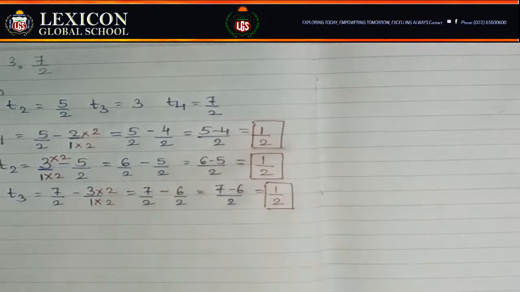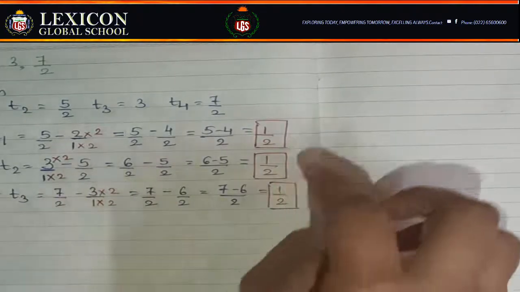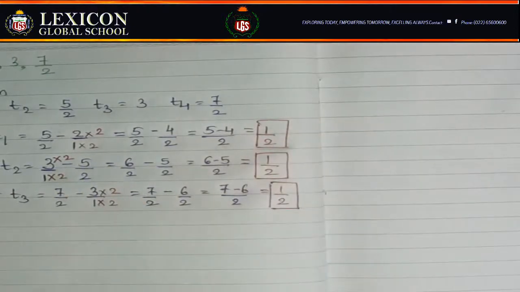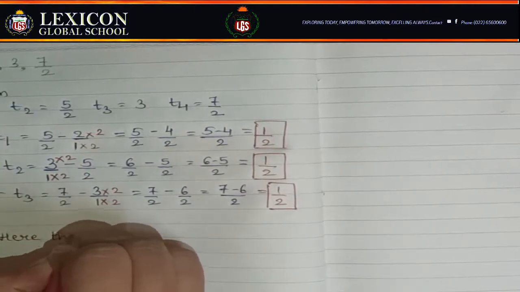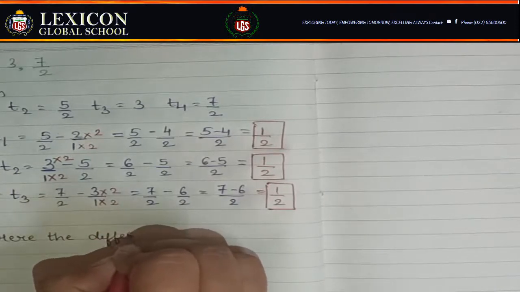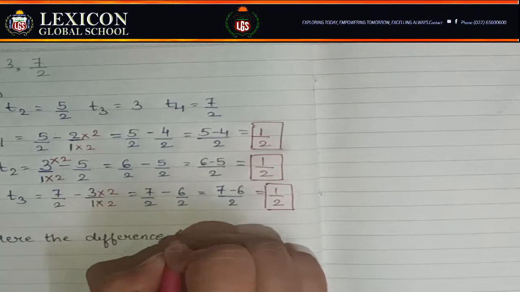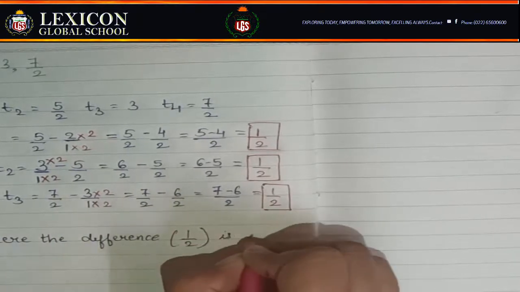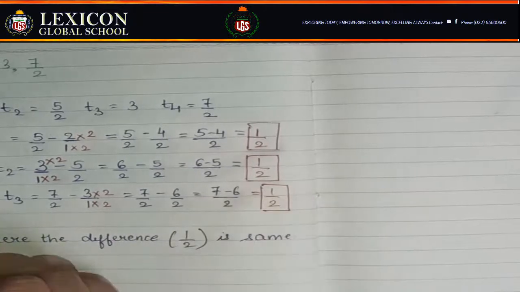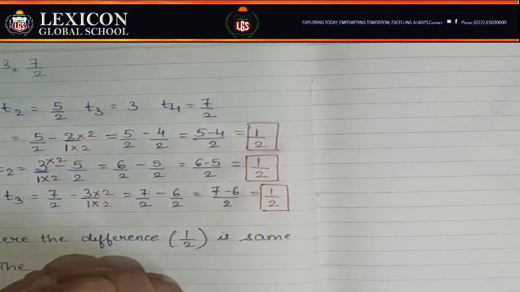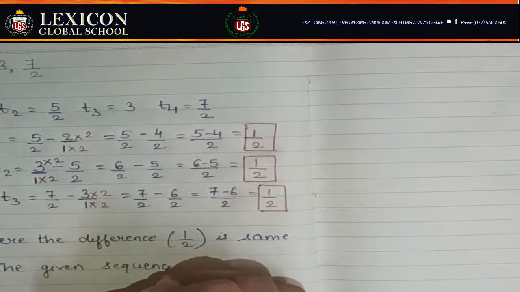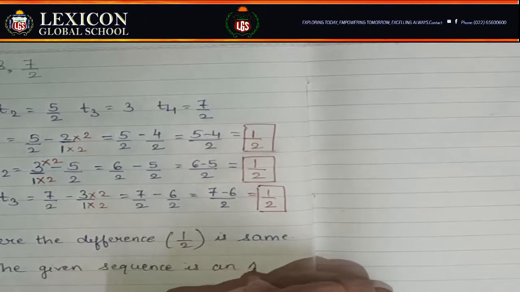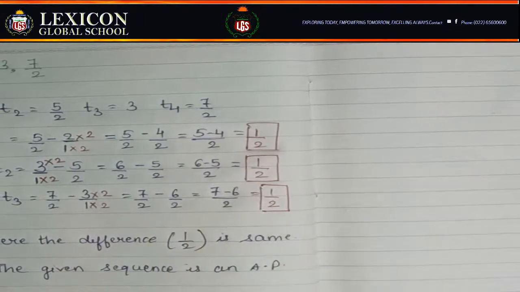As you can see, all terms are having 1 upon 2 as their difference. So what am I going to write? Therefore, here the difference, 1 upon 2, is the same. Since it is the same, I would say the given sequence is an AP, meaning arithmetic progression.